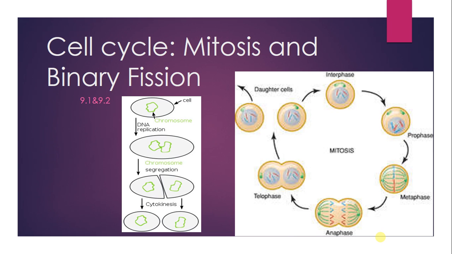Looking at mitosis and the cell cycle. So mitosis and binary fission are two ways that cells divide. Mitosis usually occurs in eukaryotes, and binary fission usually happens in prokaryotes.